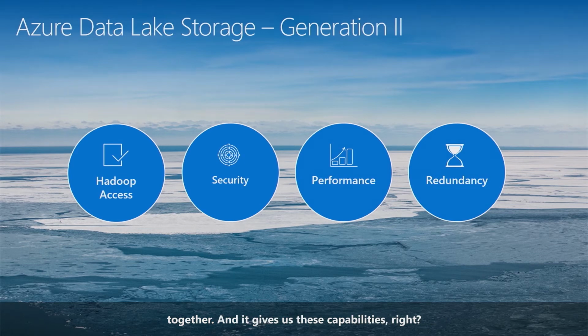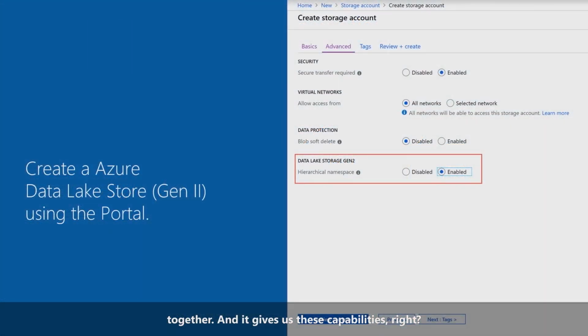And it gives us these capabilities, right? How much do I need to know about Data Lake Gen 1 as a trainer? Okay, you don't. What you do need to know is what's highlighted in red here. Creating a Data Lake Store Gen 2 using the portal is exactly the same as creating an Azure Blob with one difference. You've got to go to the Advanced tab and enable hierarchical namespace.